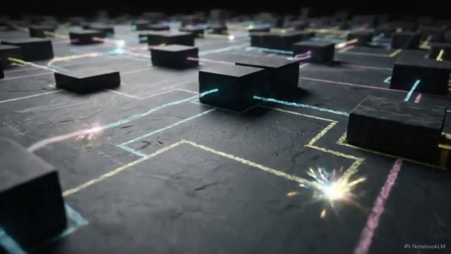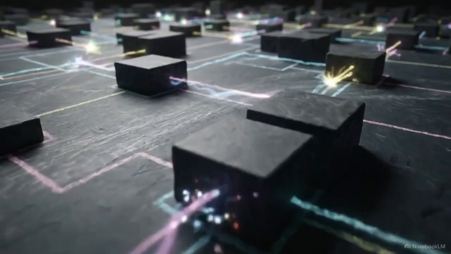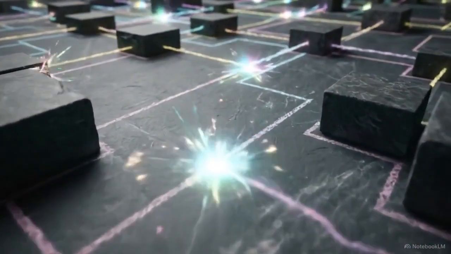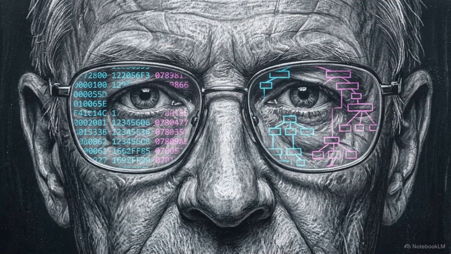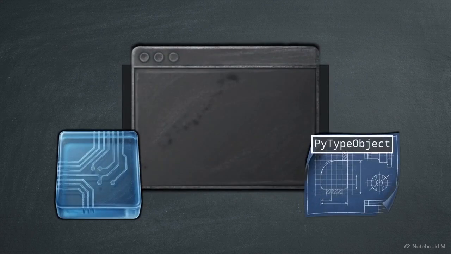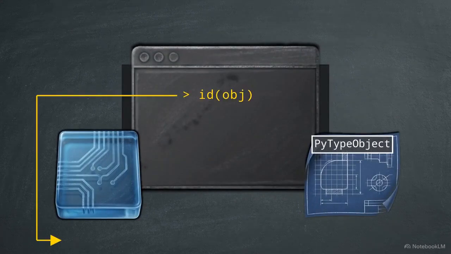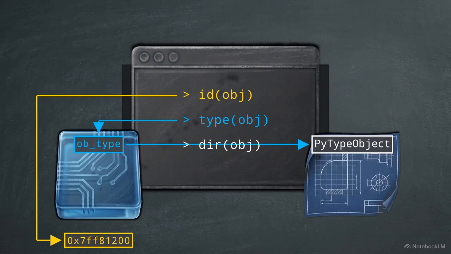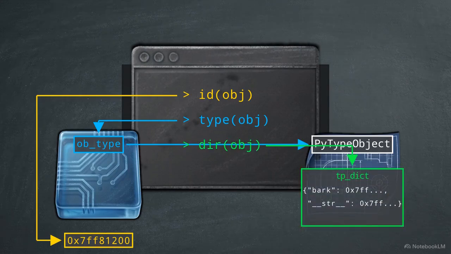Zooming out, a running Python program is a massive network of structs, thousands of data containers constantly routing requests through type pointers. This network of memory blocks maps directly to the standard debugging tools senior developers use to navigate codebases: id, type, and dir. This terminal execution reveals the architecture. The id function outputs the physical RAM address. The type function exposes the ob_type pointer, bridging data to behavioral metadata. Finally, calling dir exposes the internal key-value pairs inside the tp_dict structure.